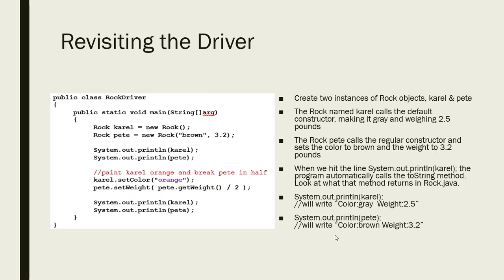So what ends up happening is when I go to reprint those, Carol is going to be orange and weigh 2.5 pounds. And Pete is still going to be brown, but Pete is only going to weigh 1.6 pounds.